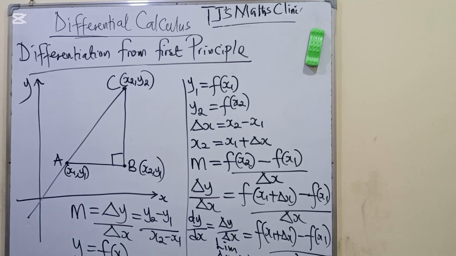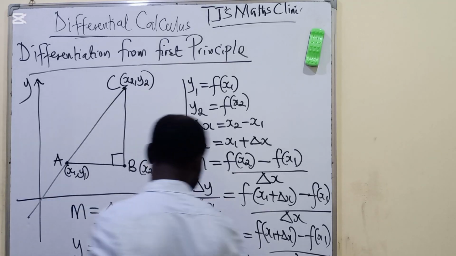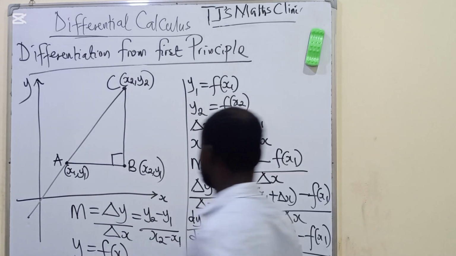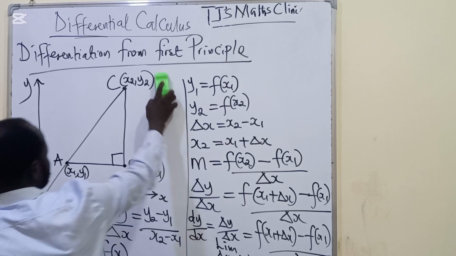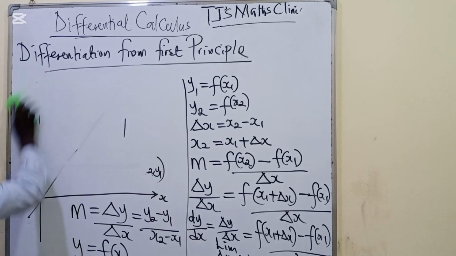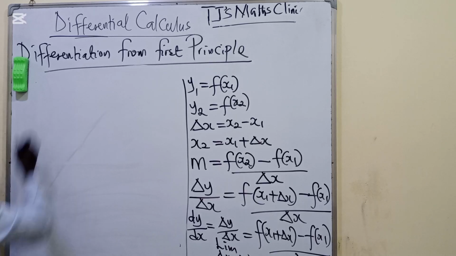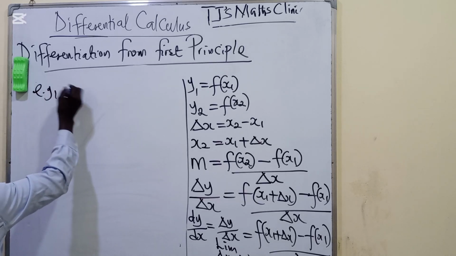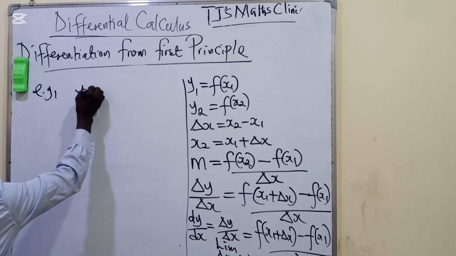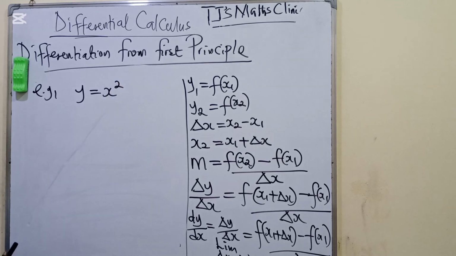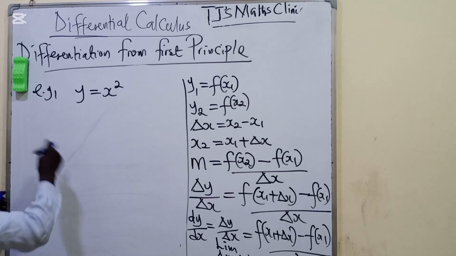This is said to be the derivative of a function from first principles. So this is the general formula we are going to use. Very important. So let's look at example 1 quickly. Suppose we are asked to find the derivative. If we have y equals x squared, we are asked to find the derivative of this function.